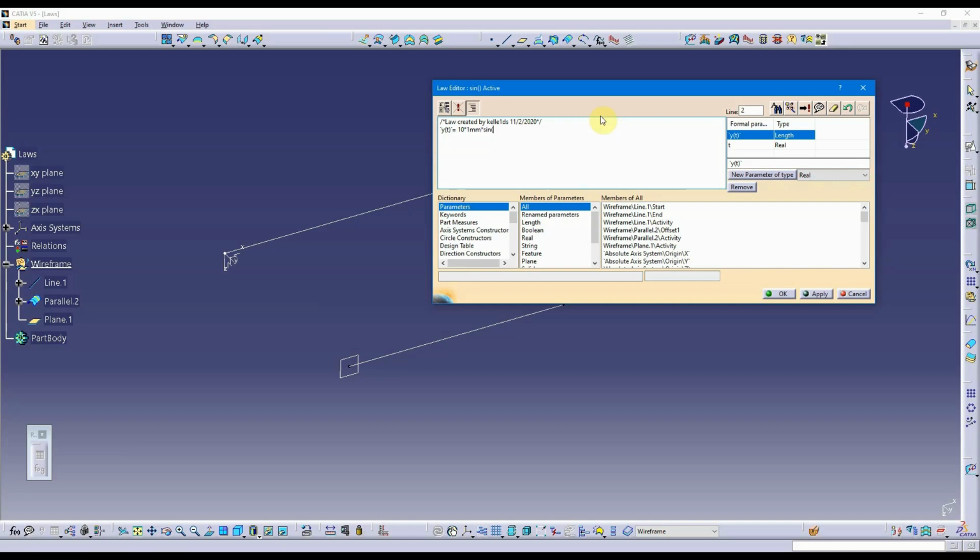Inside my sine function, CATIA is expecting an angular unit of measurement, so radians or degrees. I'm going to work in radians here. So it's going to be 1.5 revolutions, which is going to be 3 pi radians. One revolution of a circle is 2 pi. I want 1.5 revolutions, so that's going to be 3 times pi, which is a constant.